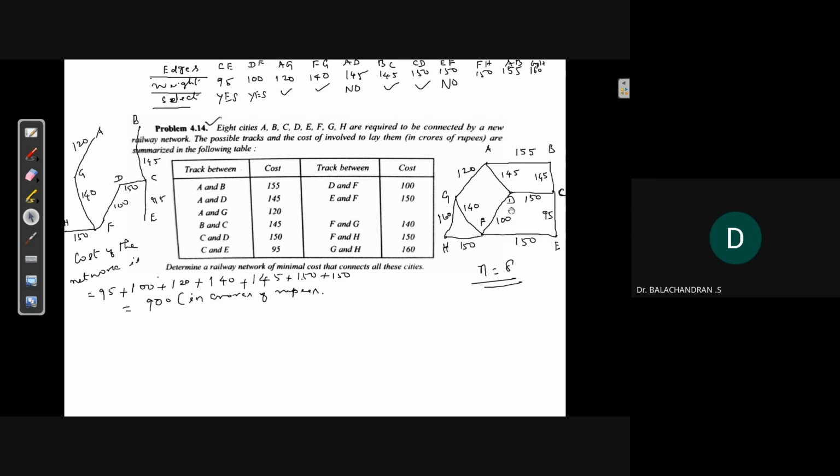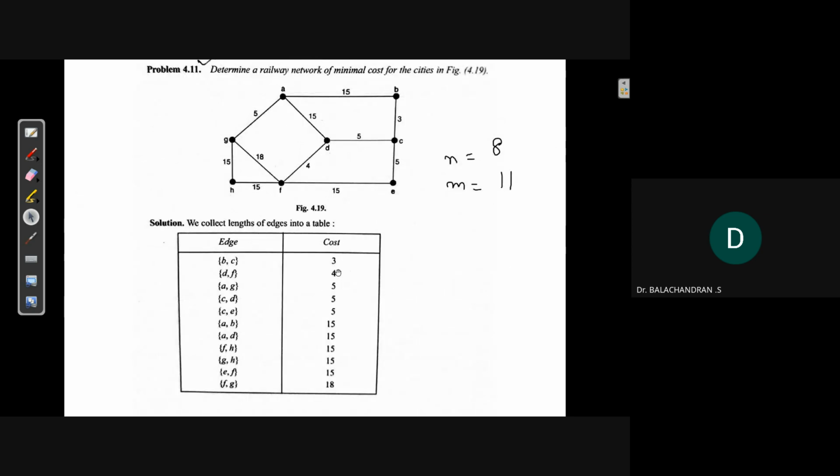Instead of the diagram, they give this data. So from the data, if you draw the graph, the next step you should write like this, in the ascending order. So the final answer I mentioned here. This is the required spanning tree. The cost of the network I also mentioned: 95, 100, 120, and then 140, 145, and then 150, 150.